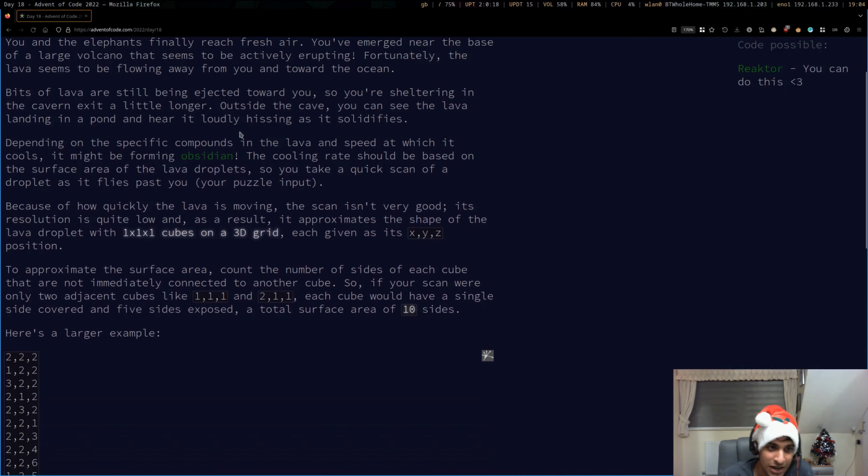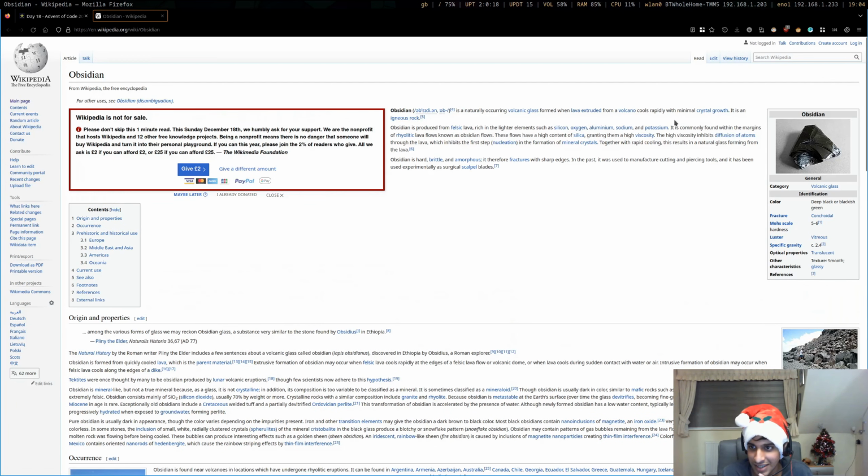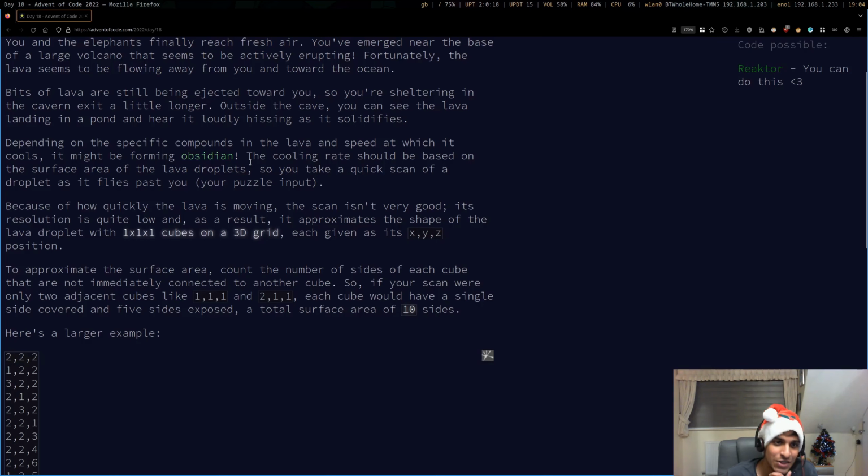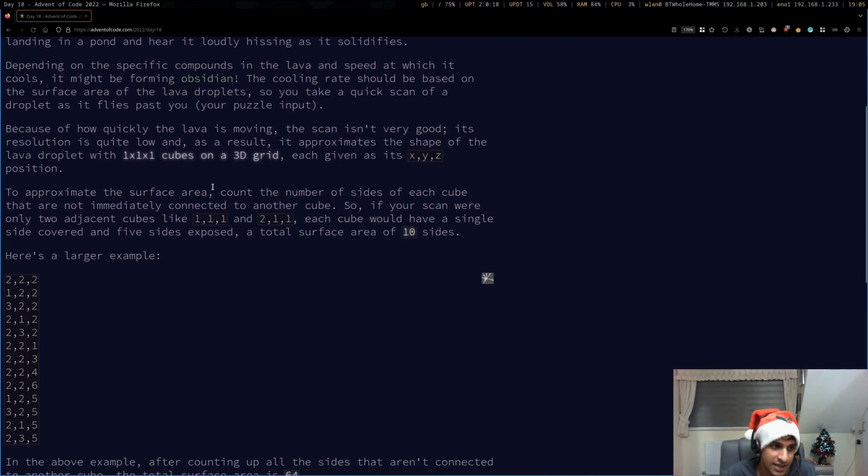Depending on the specific compounds in the lava and speed at which it cools, it might be forming obsidian. Yeah, I just remember obsidian from Minecraft. The cooling rate should be based on the surface area of the lava droplets, so you take a quick scan of the droplet as it flies past you, your puzzle input. How utterly convenient. Quick scan of the lava droplet, not too bad. Because of how quickly the lava is moving, the scan isn't very good. Its resolution is quite low, and as a result it approximates the shape of the lava droplet with 1x1x1 cubes on a 3D grid, each given its XYZ position.